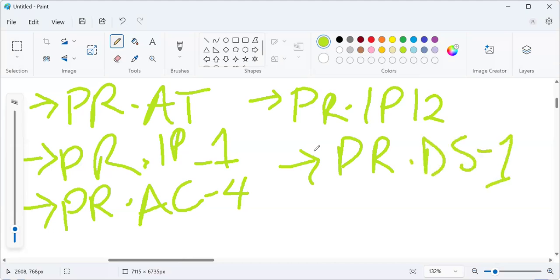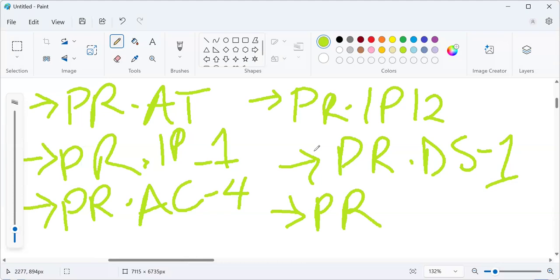We also have PR.DS-1, which is Protect Data Security. This is about protecting data at rest, ensuring sensitive information is encrypted and secure. For example, using encryption software to protect data stored on endpoints like laptops and mobile devices.